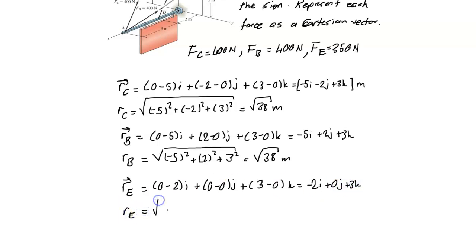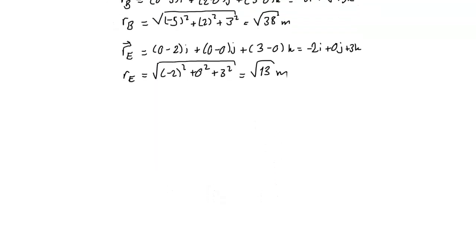The magnitude of this vector will be the square root of minus 2 squared plus 0 squared plus 3 squared, and that will be equal to square root of 13 meters. Okay, so these are the position vectors.